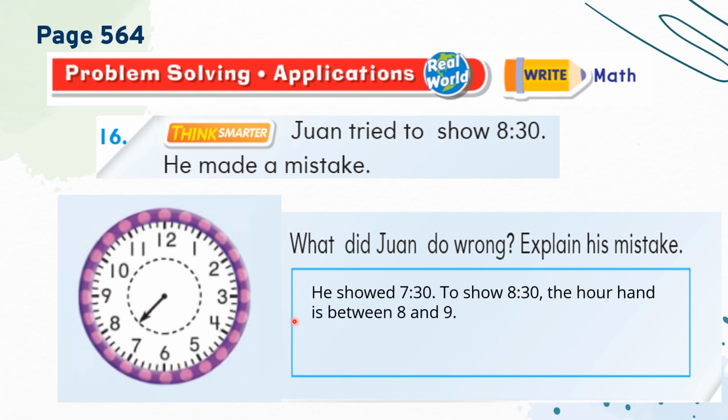So we are going to write he showed 7:30. Why 7:30? Because it's after 7 but before 8. This clock here shows that it's 30 minutes past 7 o'clock. He had to show 30 minutes past 8 o'clock. To show 8:30, the hour hand should be between 8 and 9. That's the mistake that he made.